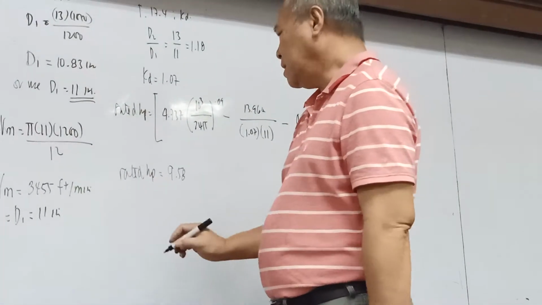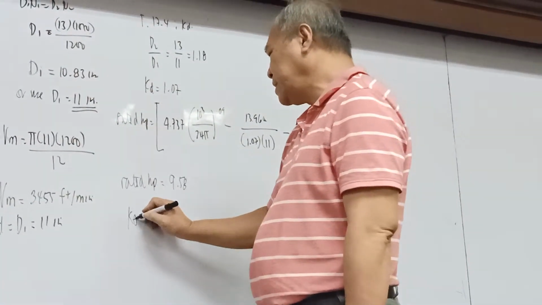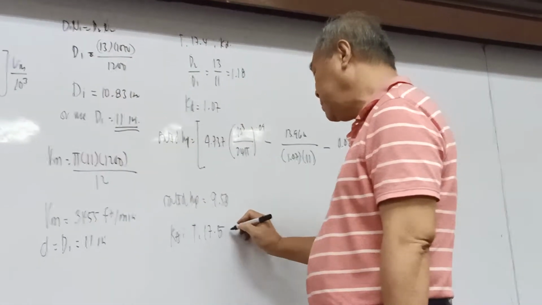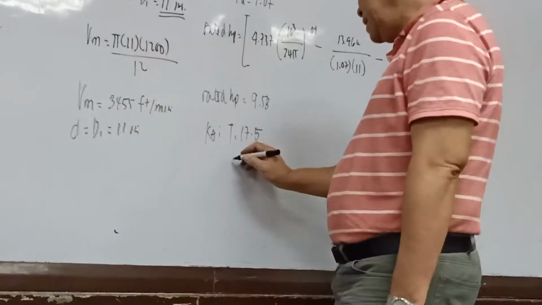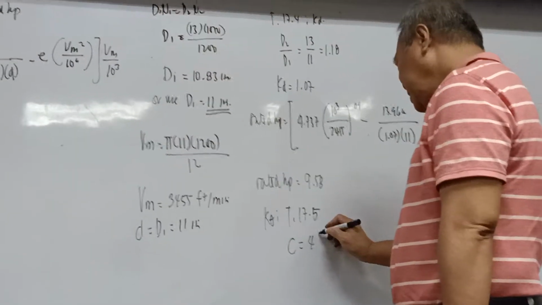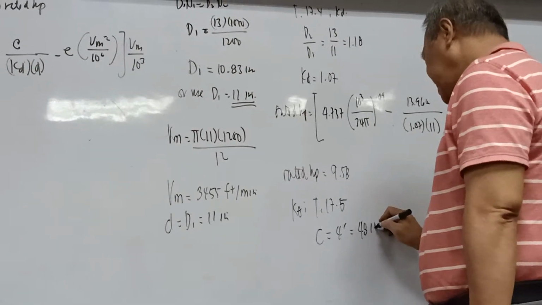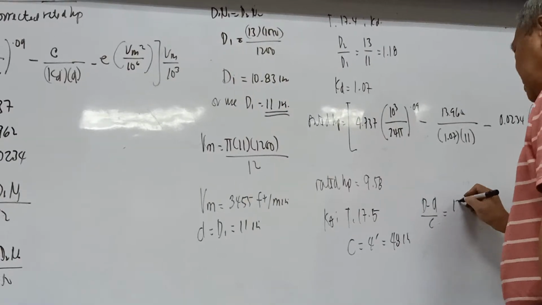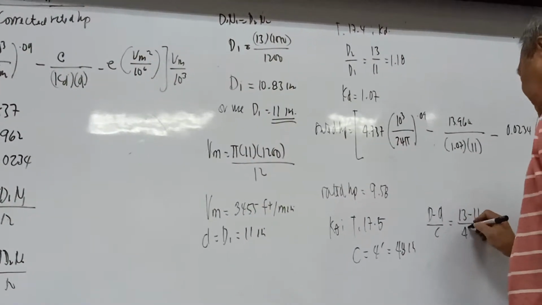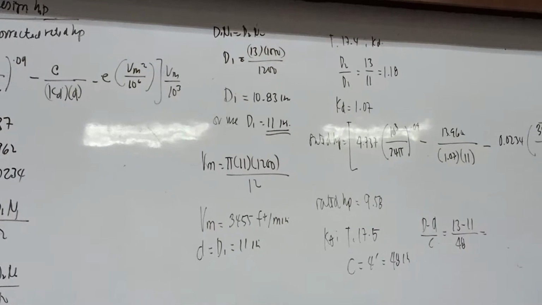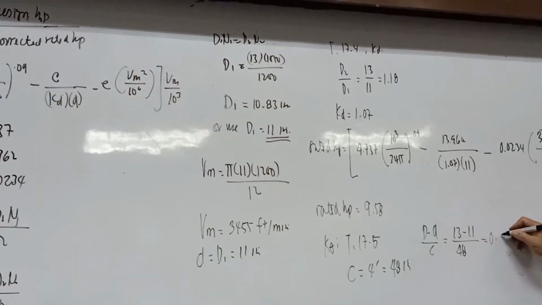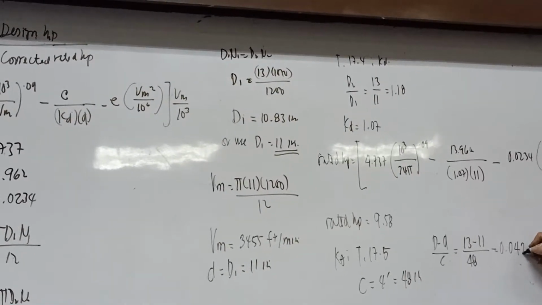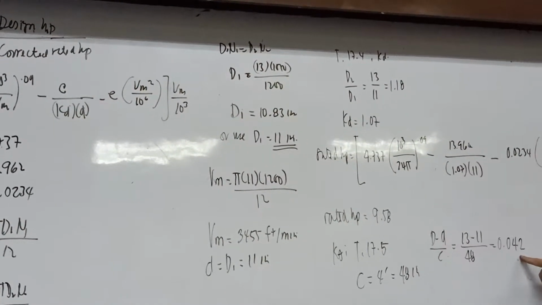Okay, now, so let's correct that. Pero hanapin muna natin yung K theta. Okay, so table 17.5. So para malaman natin yan, ang C natin ay 4 feet. Okay, 48 inches. So D minus D all over C. Ang D natin ay 13 minus 11 all over 48, which is 0.042.